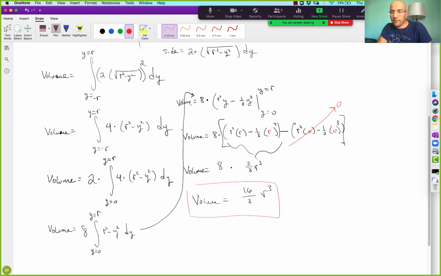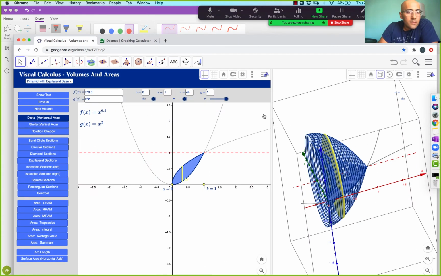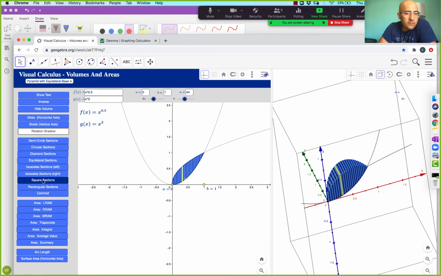Let's see if I can figure out how to use this thing in a nice way. Will it do shells, diamonds, semicircles, equilateral sections? There's actually square sections, rectangular sections, square sections. Does it do that? Oh, okay. This is going to do what I think it's going to do. Okay, cool. And we had a circle. What's going to happen here?